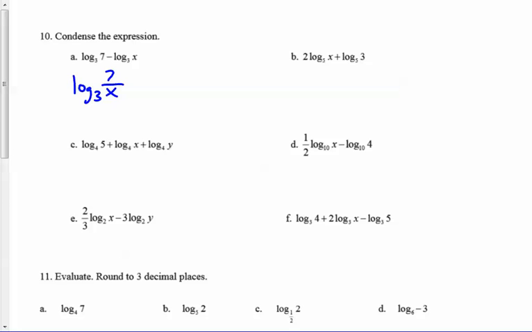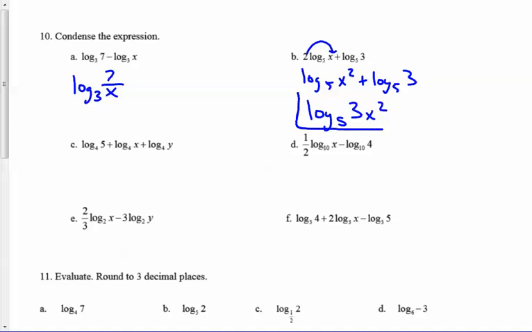I see addition, so I'm going to be multiplying, but let's first take care of this multiplier in the front. Bring it back as an exponent. So log base 5 of x squared plus log base 5 of 3. Now I'll condense it into multiplication as a single log, log base 5 of 3x squared. Right? So take care of those multipliers first.